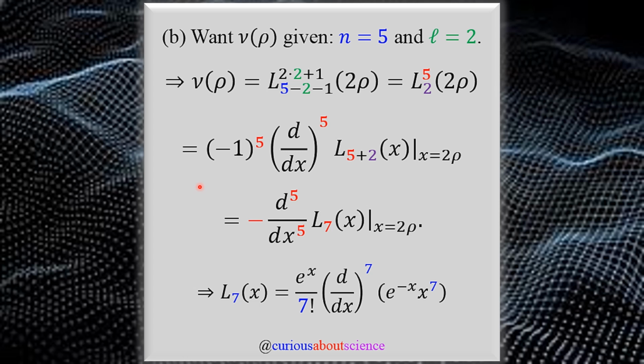The big thing here to notice is that for this, we had to read the form n equal 5, L equal 2. That led us to a Laguerre polynomial of 7. That is what's used to determine the polynomial that we need for the radial wave function. So let's get to calculating.